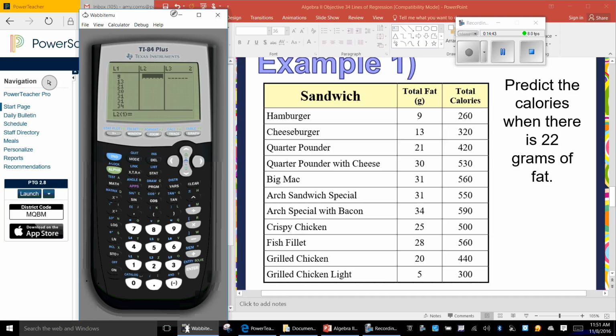We didn't look at our correlation coefficient in Algebra 1. We strictly stuck to linear and quadratic in Algebra 1. But yes, we did do some of this in Algebra 1. We're going to do a little bit more with it now.